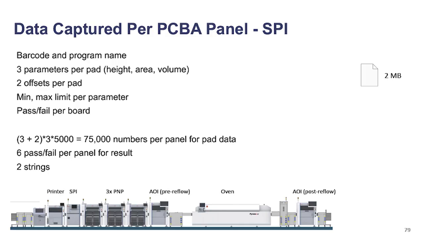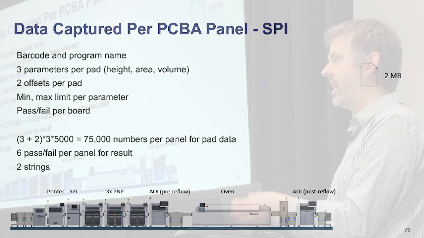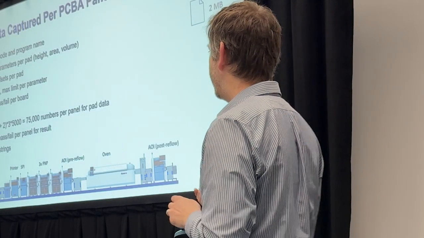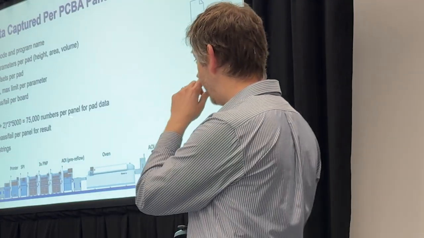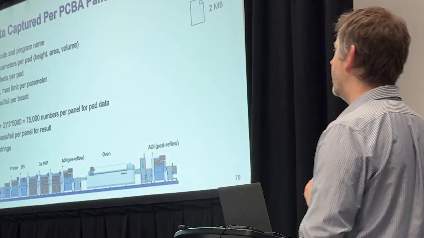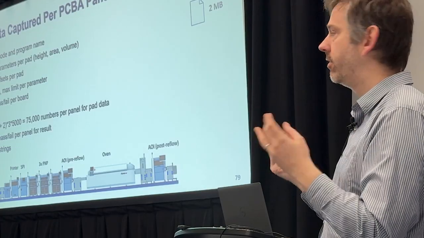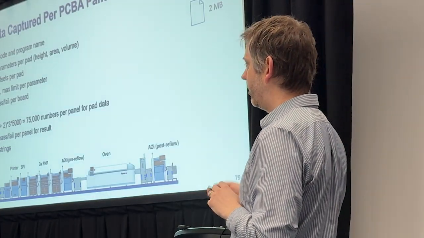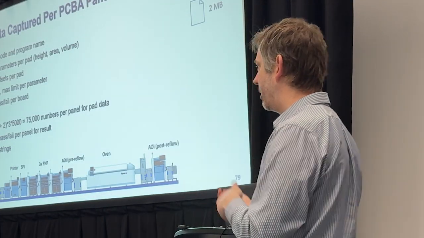Okay, that changes at the SPI. At the SPI, maybe about 3 parameters per pad: solder paste height, volume, area. I've got some offsets. How is it registered with the actual pad? And then I've got limits and then a pass-fail per board. This could be like 75,000 numbers that I need to store for every single panel, as well as a pass-fail result for each of my PCBAs.